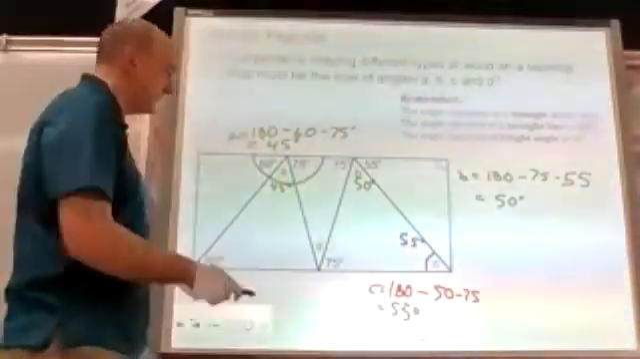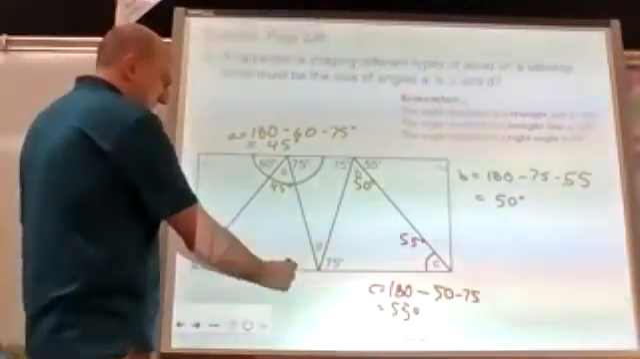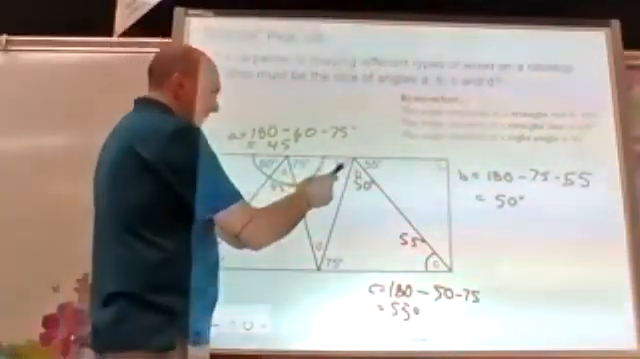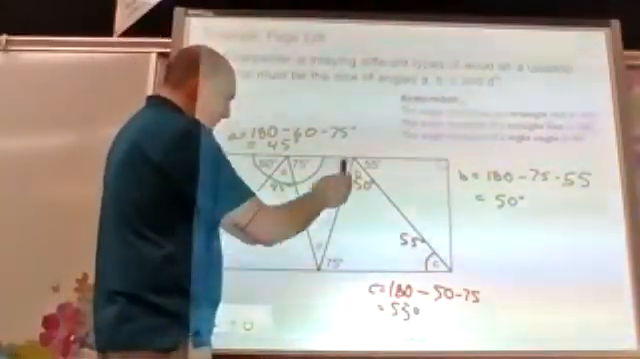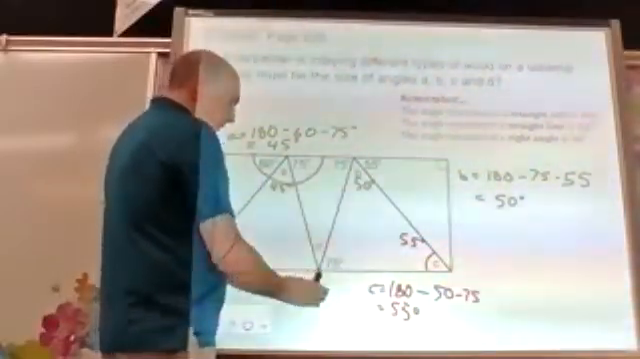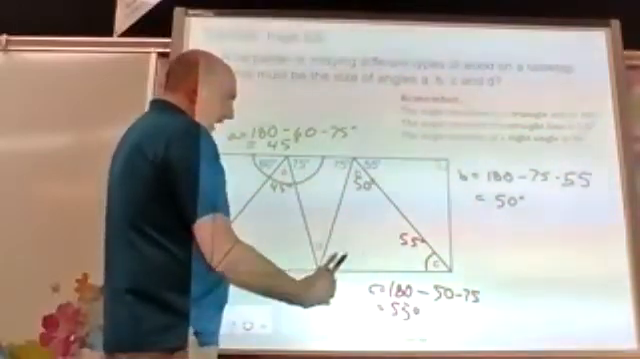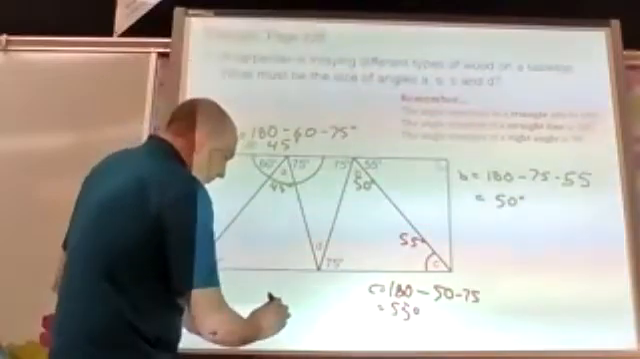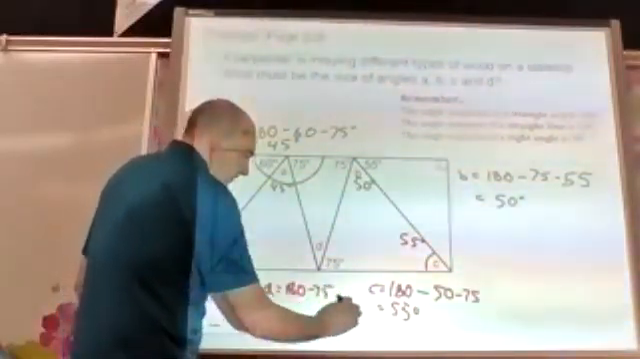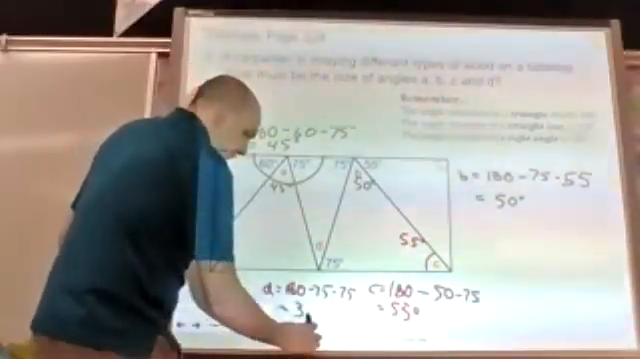And finally, we have D. Ooh, I don't have enough information down here. However, 75, 75, and D, this is another triangle, right? So the same is true. All the angles in a triangle add up to 180. So D equals 180 minus 75 minus 75. So D is going to be equal to 30 degrees.